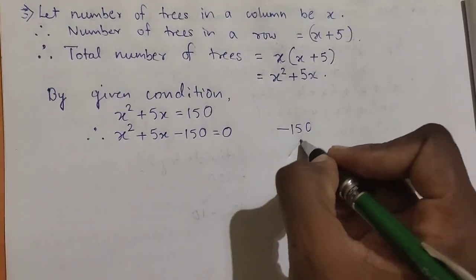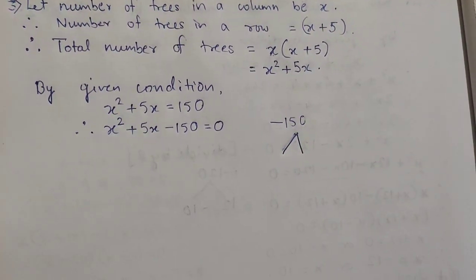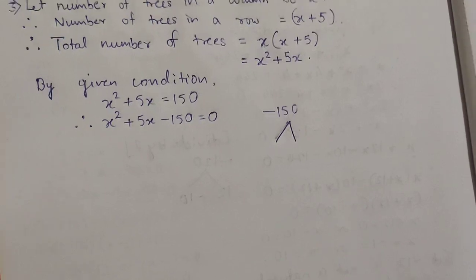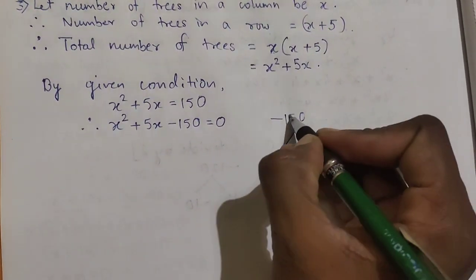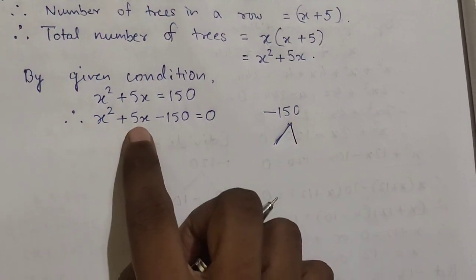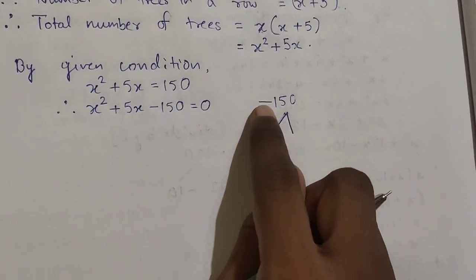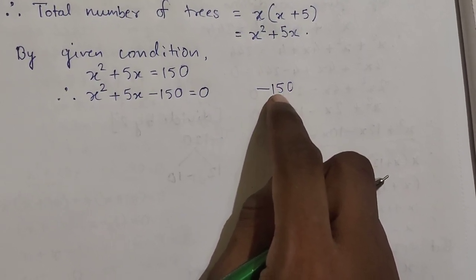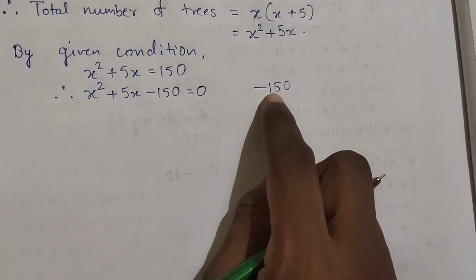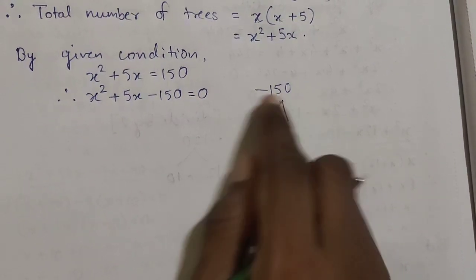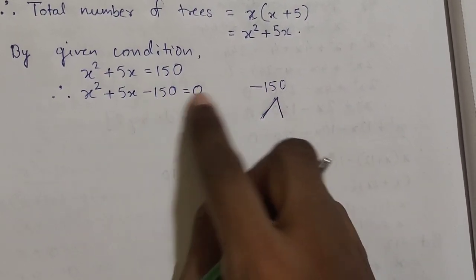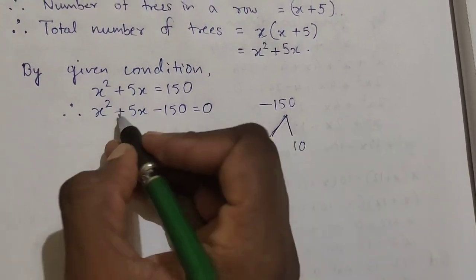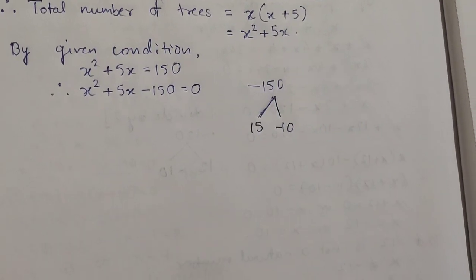Okay, so you have to make two parts of 150 to get 5. So what are the parts? Two parts of 150 to get 5. See, you have to subtract those two parts. So you can have 15 and 10. If you take 15 and 10, after subtraction you are going to get 5, and after multiplication you are going to get 150. So two parts are 15 and 10. You need a positive sign, so 15 minus 10.